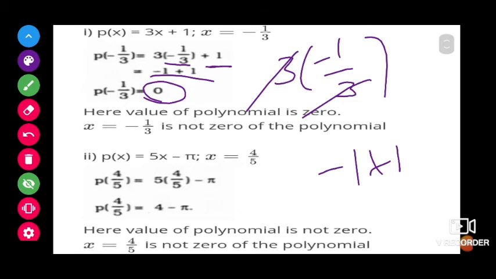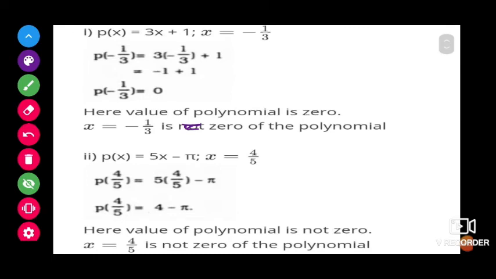Getting 0. So for x equals minus 1 by 3, the value of the polynomial is 0. So it is a 0 of that polynomial, a root of that polynomial. It's a 0 of the polynomial. Don't follow the earlier mistake.